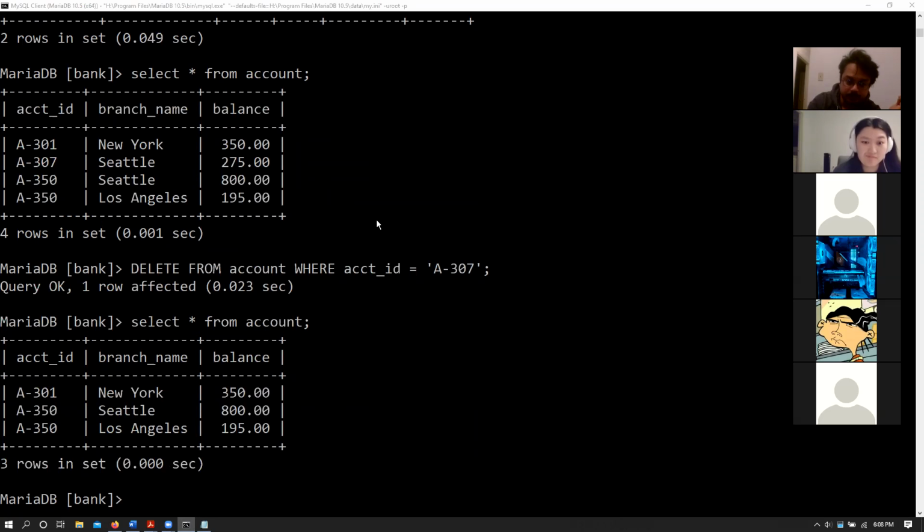Can someone tell me what would happen in my current table right now if I had, instead of A307, now if I particularly perform A350?